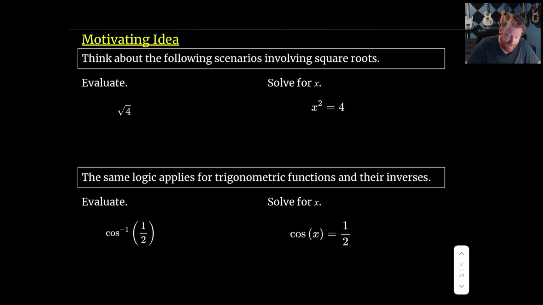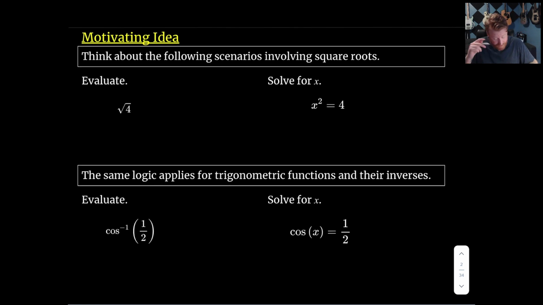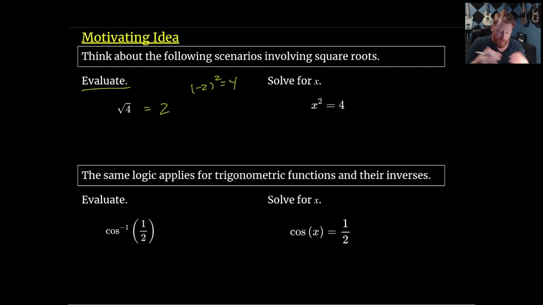We're going to start with this motivating idea here. It's not an exact correspondence, but it is pretty close to the situation that we're in. Think about these scenarios involving square roots. If I'm asked to just evaluate the square root of 4, what the square root of 4 is saying is, find me some number that when you square it gives us 4. And of course we would get 2 there, but it's also technically true that negative 2 squared gives us 4. But we restrict our values here in order to, in this case, ensure a function.